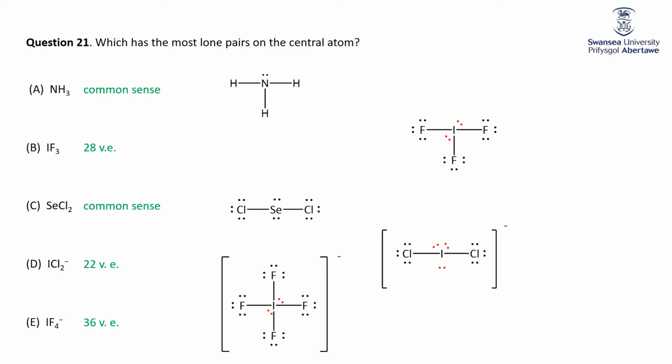And IF4-, very similar to what we just drew in the last structure. IF4- gives us 32 dots, so we need 2 lone pairs on the iodine. So which has the most lone pairs on the central atom? The one that has 1, 2, 2, 3, 2, so that one.